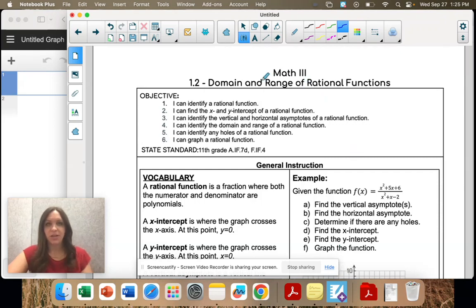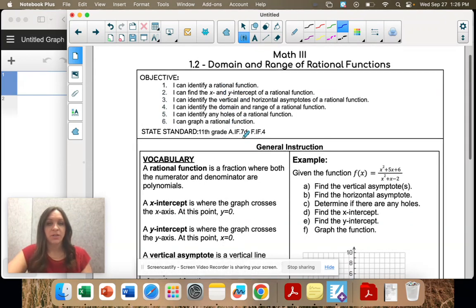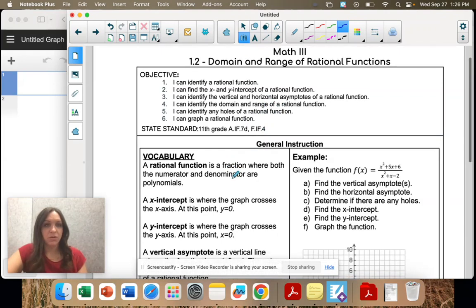Okay, math 3, we're on 1.2, and look at all this stuff we're doing. Whoa. Okay, so we're still working with rational functions. That's where we have a polynomial divided by another polynomial. So expression divided by expression. And we're finding the x-intercepts and asymptotes, just like we've done before. We're adding in domain and range, and we're still doing holes and graphing.